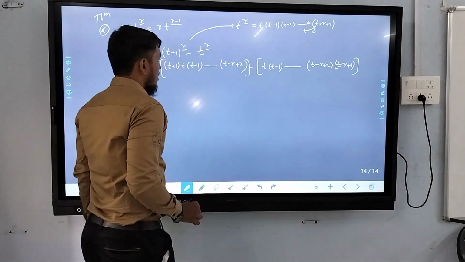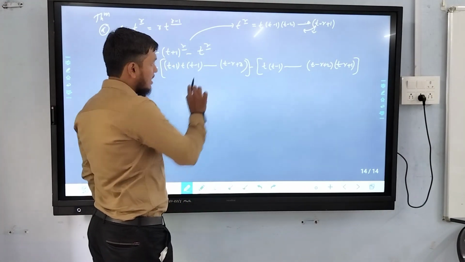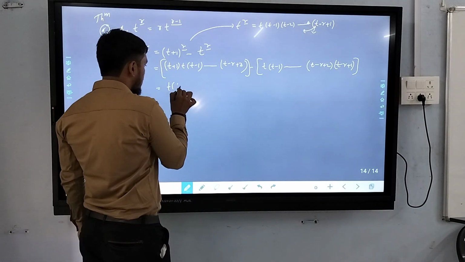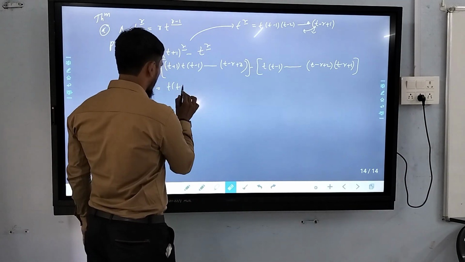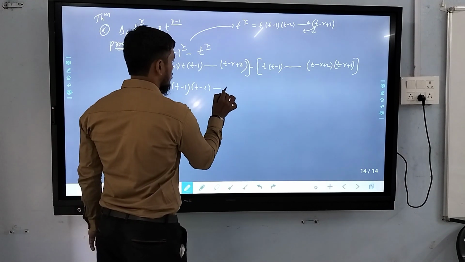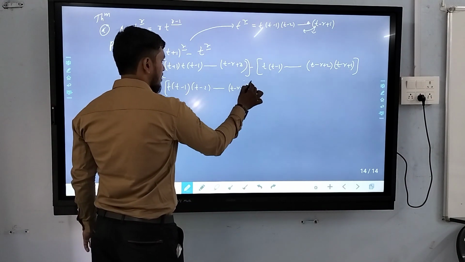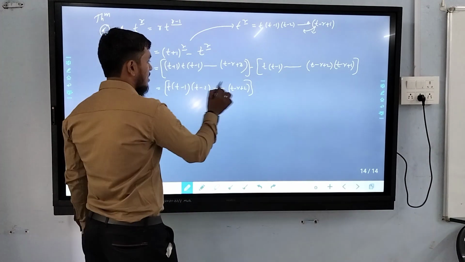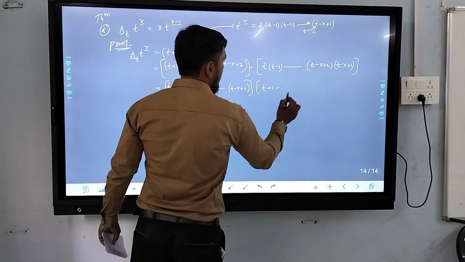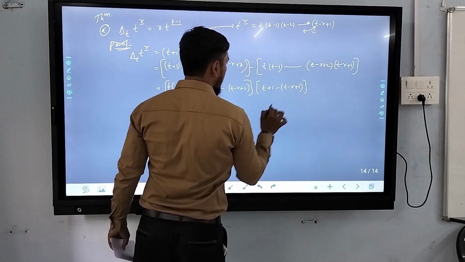You can see there are some terms which are present in both the expressions. So you can take them common, just like t minus 1, t minus 2, and so on, up to t minus r plus 2. These terms are present in both expressions. So after taking common, the remaining terms are here t plus 1, with this negative sign, and here t minus r plus 1.